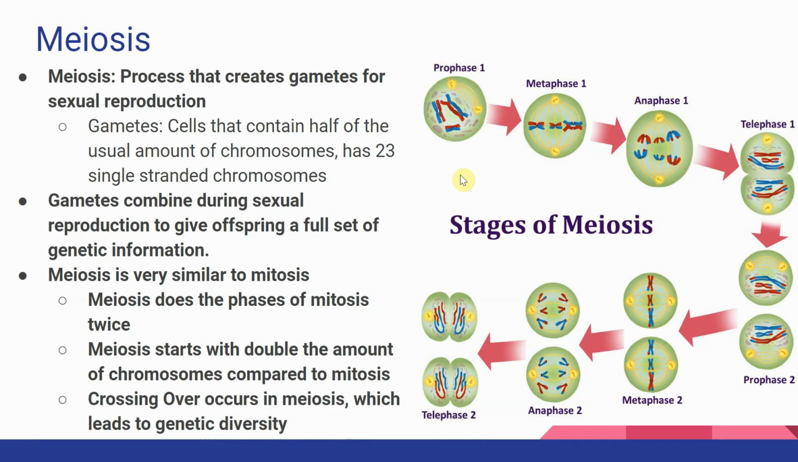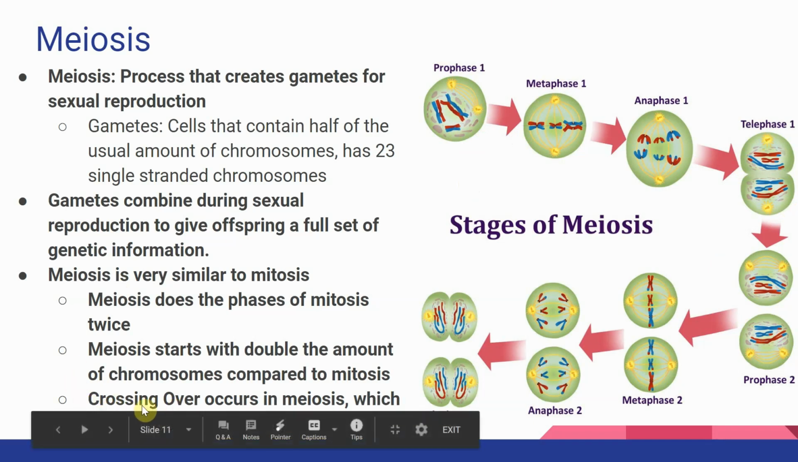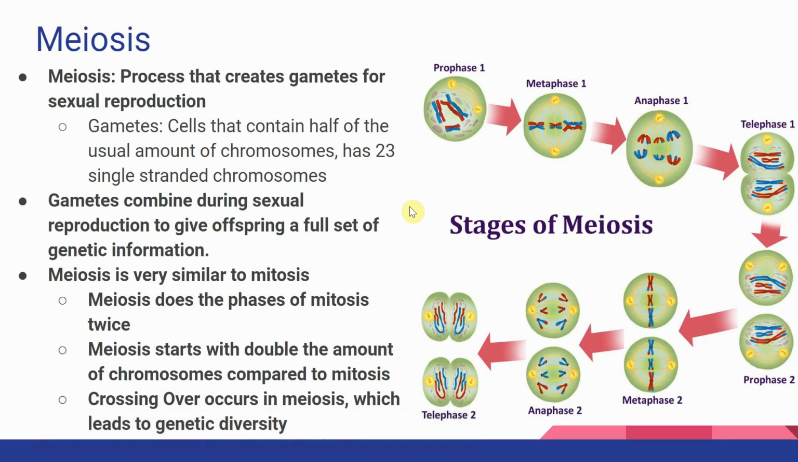And then our last similarity, or rather a difference, is that one thing that happens in meiosis that does not happen in mitosis is this process called crossing over. So this process, crossing over, occurs during meiosis, and it's going to lead to genetic diversity. And we're going to break this down a little bit on the next slide and talk about how this process of crossing over allows us to create gametes at the end of meiosis that are going to be genetically different or genetically diverse from each other.